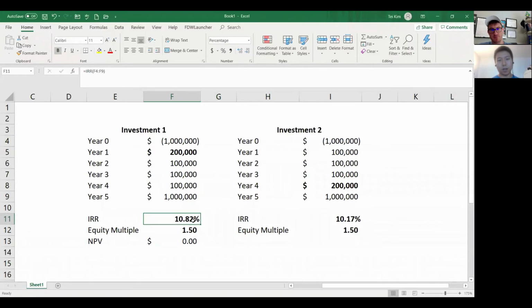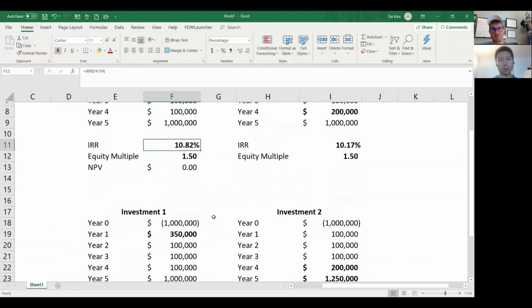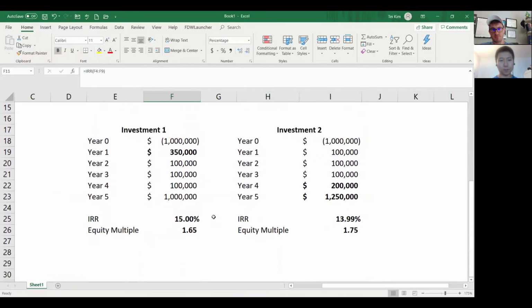But then, can IRRs be relied upon in isolation? Actually, the answer is no. And I'd like to take you to the second set of examples here. In this example, everything is pretty much the same, but I put the year one number and then the year four number in investment four.